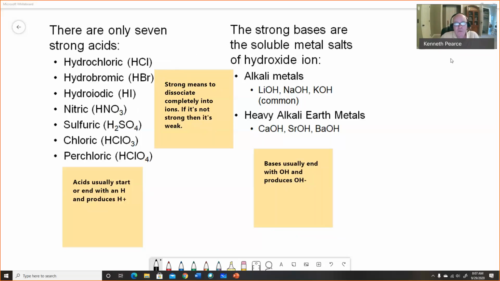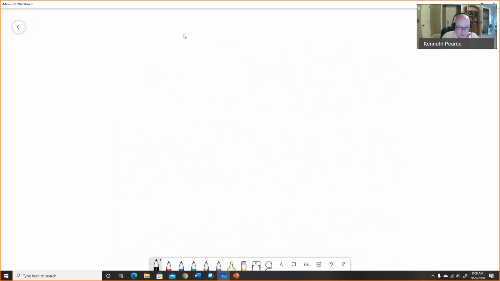Now, the strong bases are the alkali metals, and it's all of the alkali metals with hydroxide. And the common ones are lithium hydroxide, sodium hydroxide, and potassium hydroxide. And then you have what are called the heavy alkali earth metals. If you look down the periodic table at the alkali earth metals, you'll see that calcium starts at row 4, and anything from that row on down is considered a heavy metal. And so we have calcium hydroxide, strontium hydroxide, and barium hydroxide.